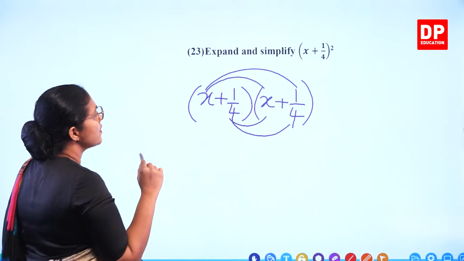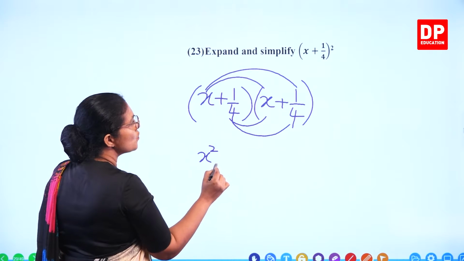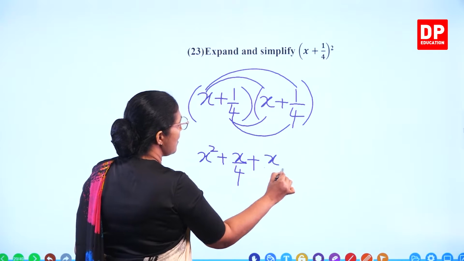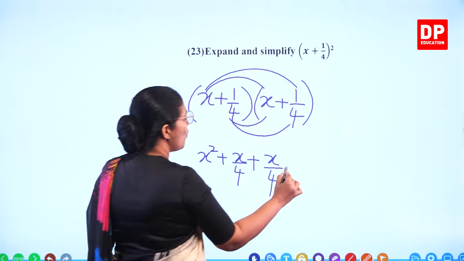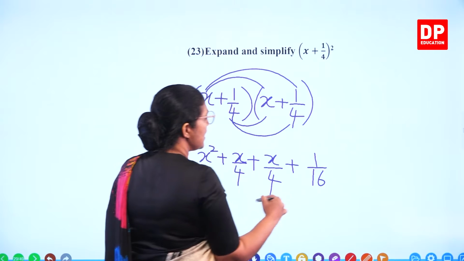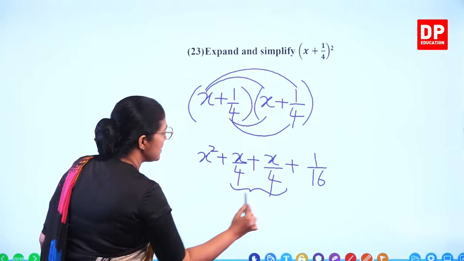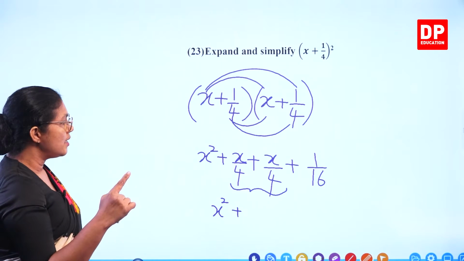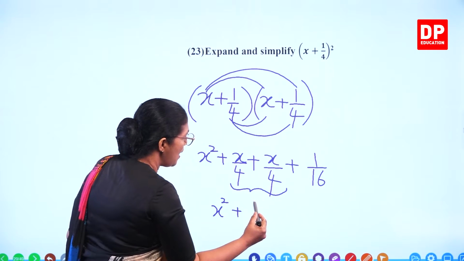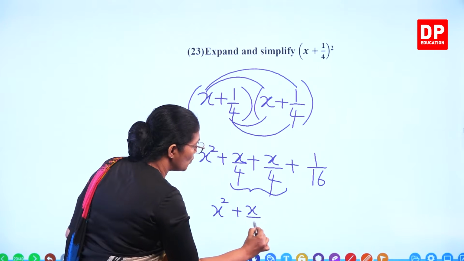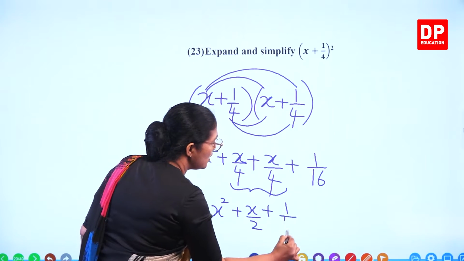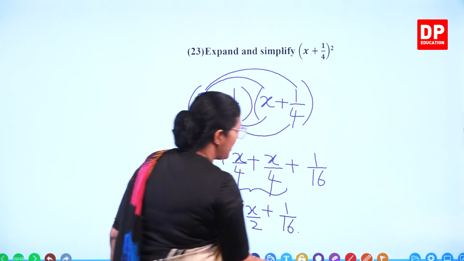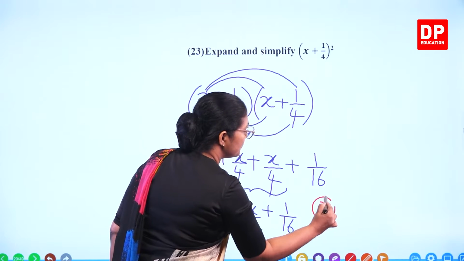How do you do that? X with x, x squared. X with 1/4, x over 4. 1/4 into x, you get the same term, x over 4. 1/4 into 1/4, you get 1 over 16. These two are like terms. You can simplify and write down. X over 4 and x over 4 becomes 2x over 4, which is the same as x over 2, plus 1 over 16. So you get 2 marks for expanding and getting the final answer.